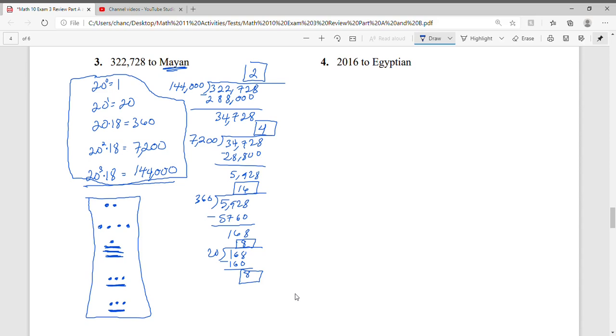In 4, let's convert 2016 to Egyptian. I know 2016 is equivalent to 1,000 plus 1,000 plus 10 plus 6. Let's write 1,000 in Egyptian. That's the lotus.